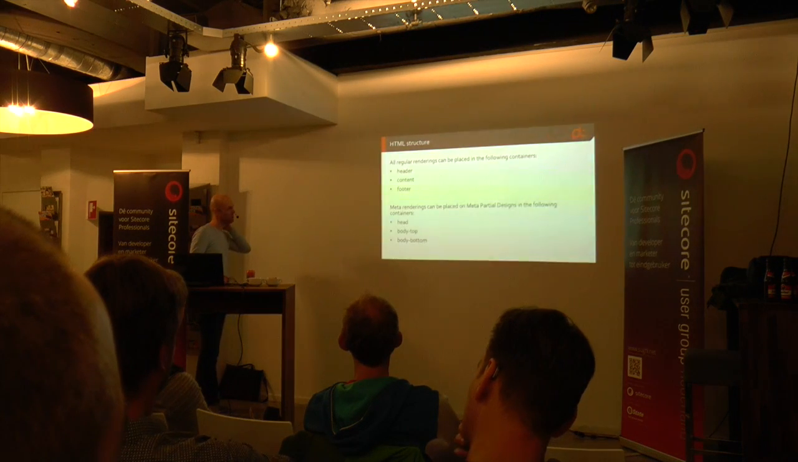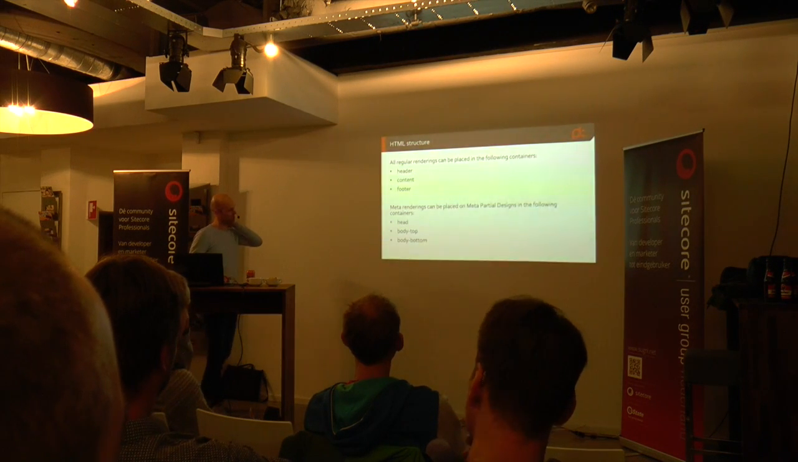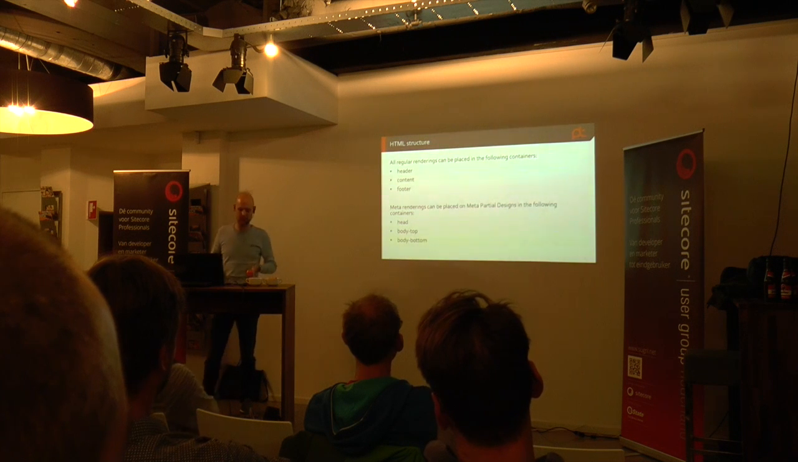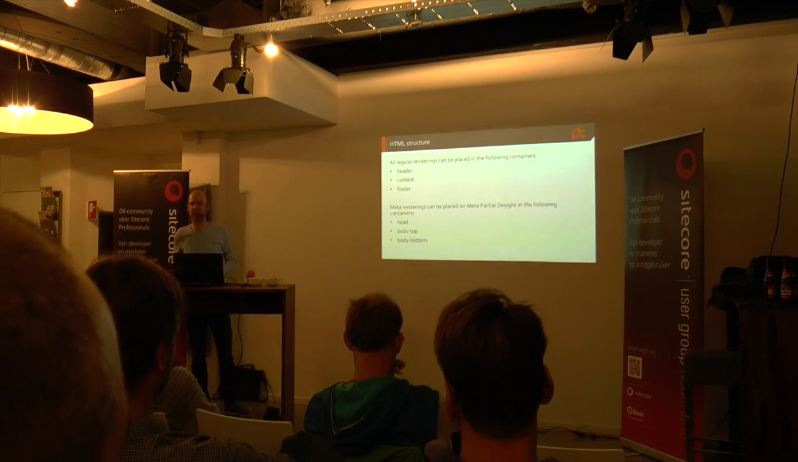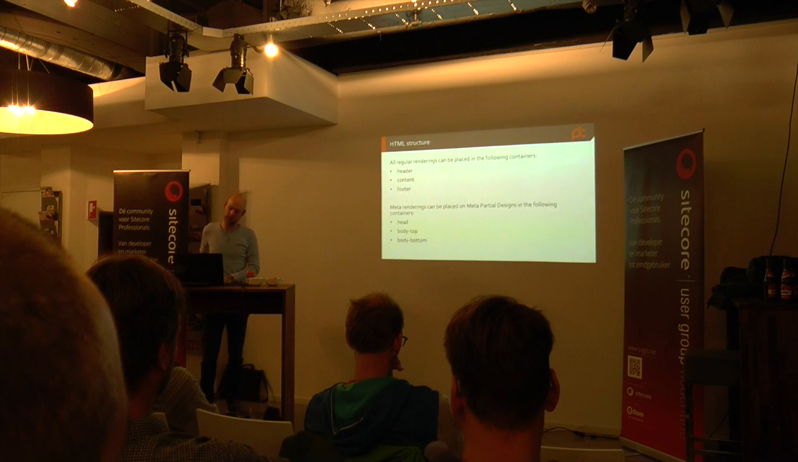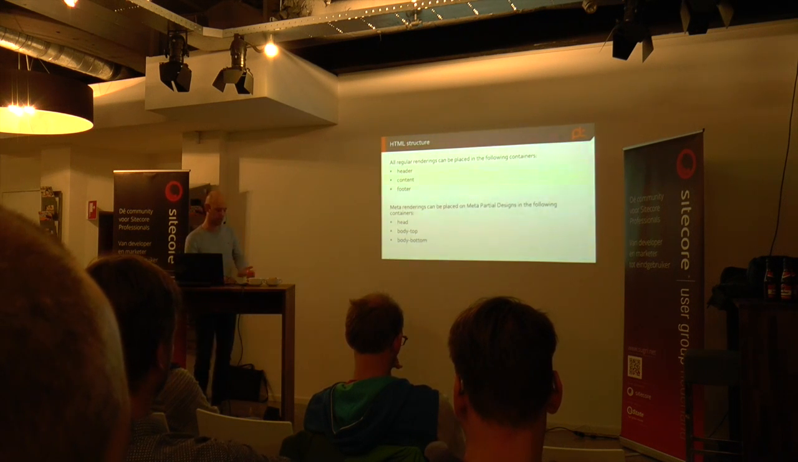Just want to quickly go into the HTML structure of all the components, because the HTML is something that cannot be changed with the Creative Exchange. So it's something that you need to think about if you create new components for SXA. And Sitecore set it up in such a way that it's as semantic as possible.